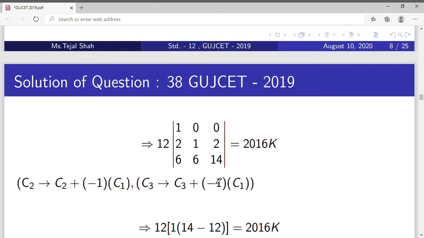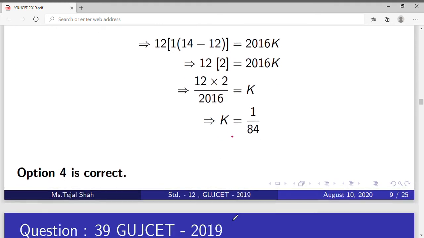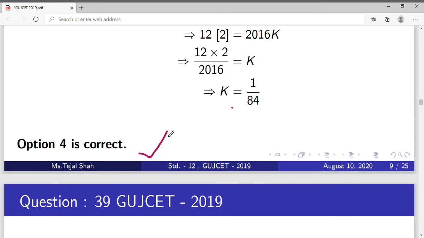Now in this determinant the first row contains the maximum number of zeros. So using this element, evaluate the determinant. So we get 1 times (14 minus 12), so we get 12, 14 minus 2, 2 is equal to 2016k. After simplifying, we get k equal to 1 upon 84. So option 4 is the correct option.